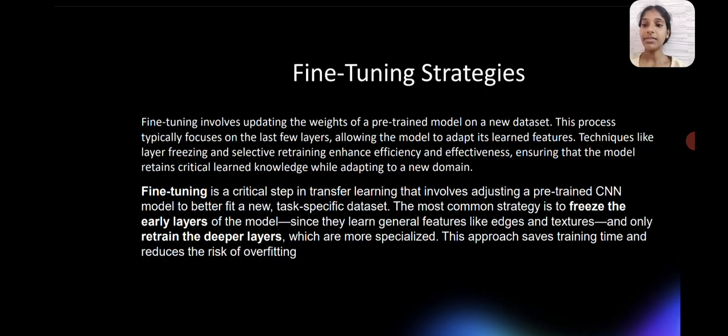Fine-tuning is a critical step in transfer learning that involves adjusting a pre-trained CNN model to better fit a new task-specific dataset. The most common strategy is to freeze the early layers of the model since they learn general features like edges and textures, and only retrain the deeper layers, which are more specialized. This approach saves training time and reduces the risk of overfitting.